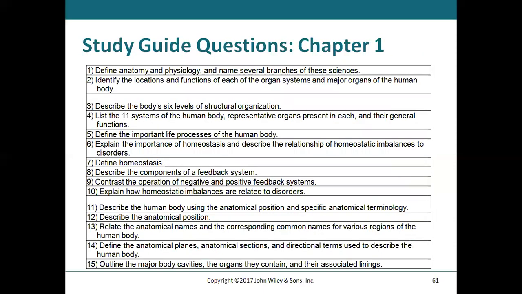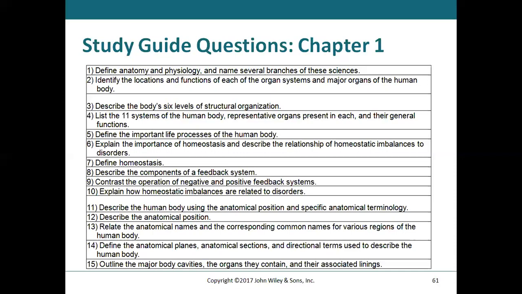Okay, so today we've gone over many of the study guide questions for chapter 1. With today's lecture that's posted, first section, we went over questions 1 through 6. And then tonight, I'll be posting this lecture that I've just finished up. I'll be going over questions 7 through 15.